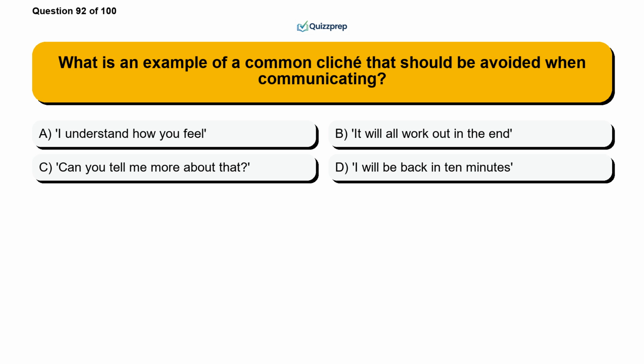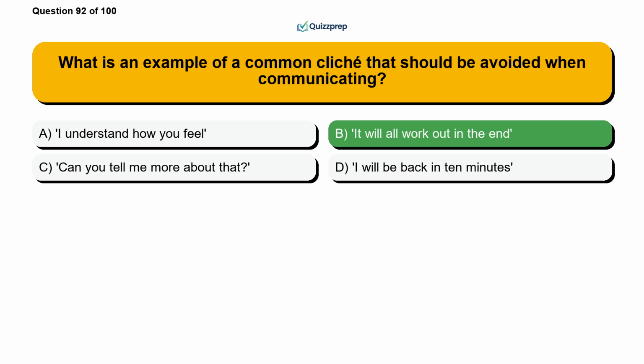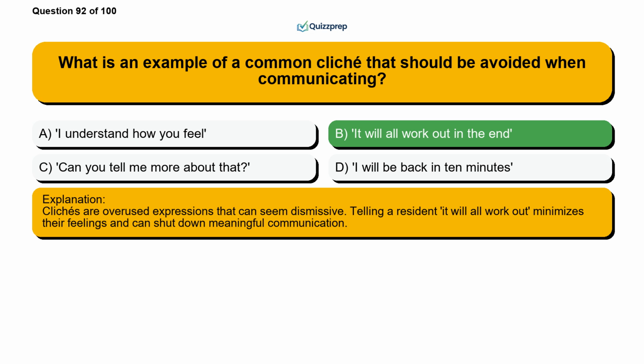Question 92. What is an example of a common cliché that should be avoided when communicating? Option A, I understand how you feel. Option B, it will all work out in the end. Option C, can you tell me more about that? Option D, I will be back in 10 minutes. The correct answer is option B, it will all work out in the end. Clichés are overused expressions that can seem dismissive. Telling a resident it will all work out minimizes their feelings and can shut down meaningful communication.